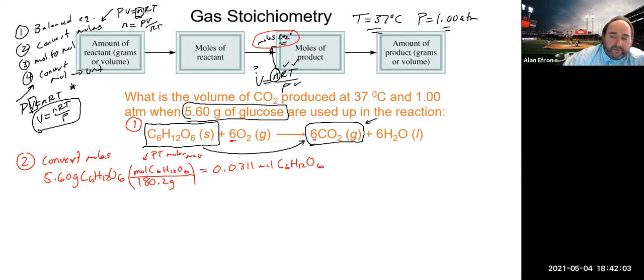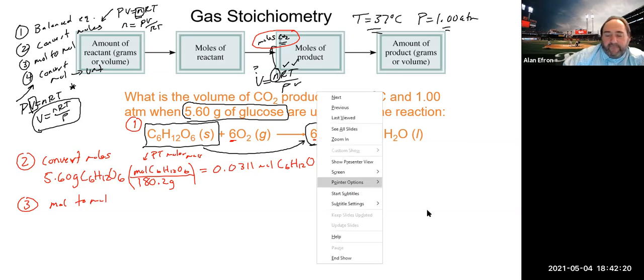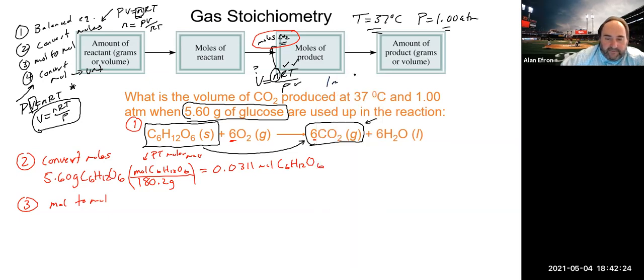We need moles of CO2 in this case. So this is really where the stoichiometry part comes into play, and that is the third part, right? Which is the mole to mole relationship. So looking at this equation here, we can get that mole to mole relationship from the coefficients. And we see that 1 mole of C6H12O6 gets us 6 moles of CO2.